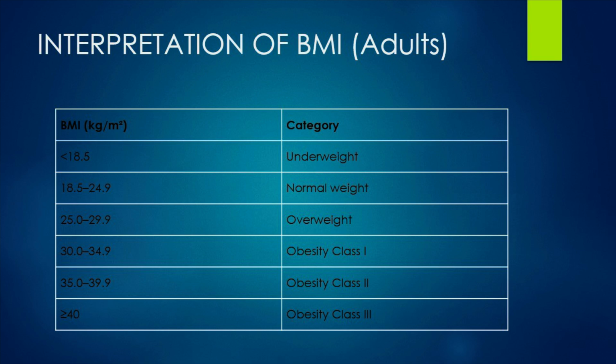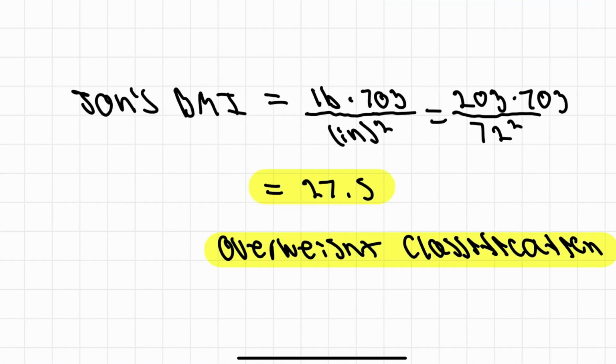BMI classification is categorized into the following. Underweight is less than 18.5, normal is 18.5 to 24.9, overweight is 25 to 29.9, and obesity starts at 30 and is then further divided into class 1, 2, and 3. This classification guide helps guide clinicians but is not diagnostic on its own. Using the measurements we collected from John, his BMI would be 27.5, which would categorize him in the overweight category.